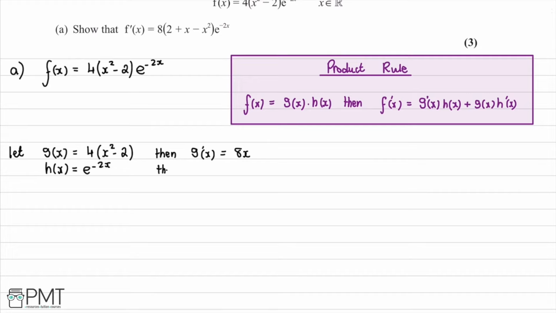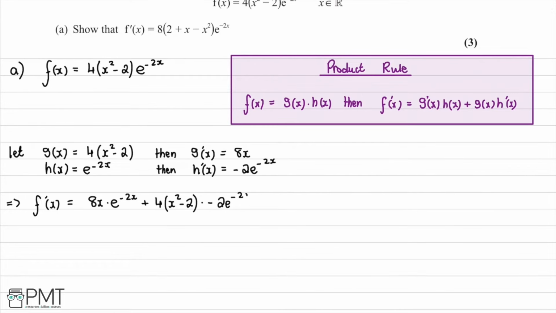And then likewise, for h of x, the derivative of h of x is going to be equal to, so we know for exponentials, we multiply it by the derivative of the power. So the derivative of negative 2x is going to be negative 2, and then the rest remains the same, so that's e to the power of negative 2x. So therefore, we can say that the derivative of our function f of x is going to equal 8x multiplied by e to the power of negative 2x, and then to that we add 4 lots of x squared minus 2, and we multiply that by minus 2e to the power of negative 2x.